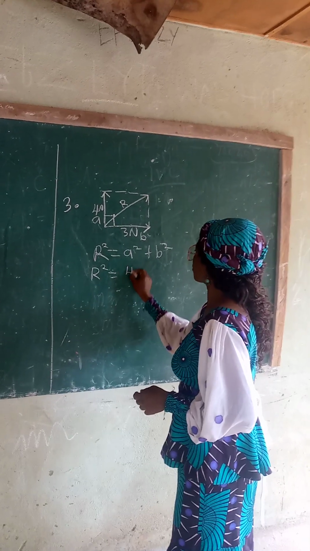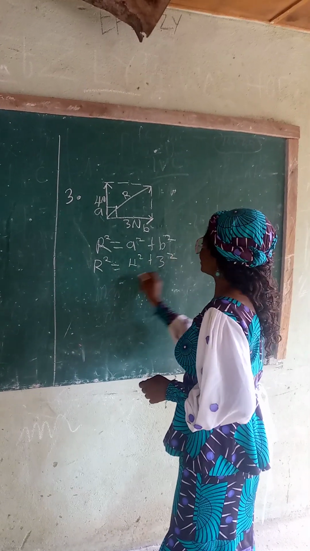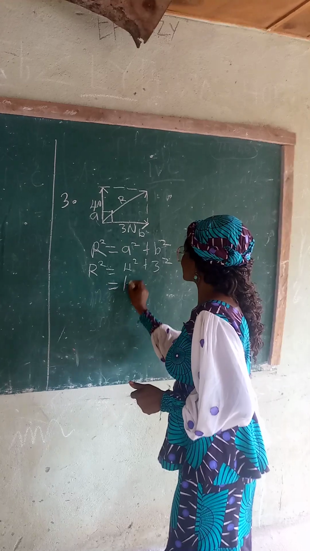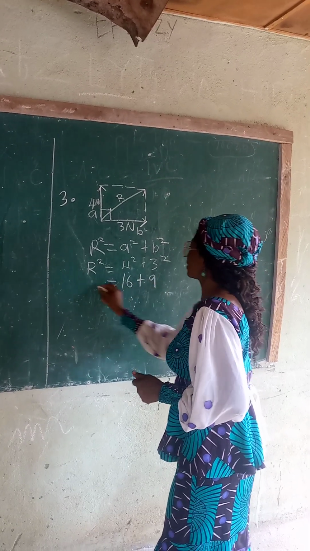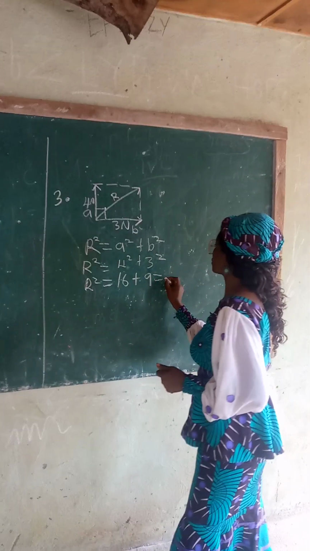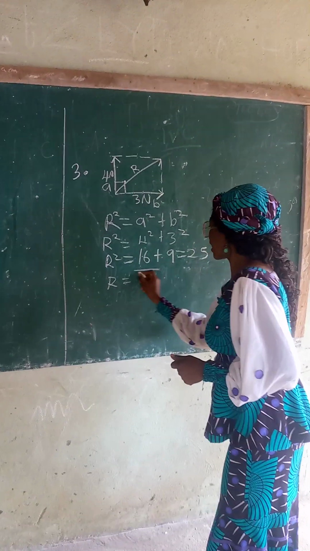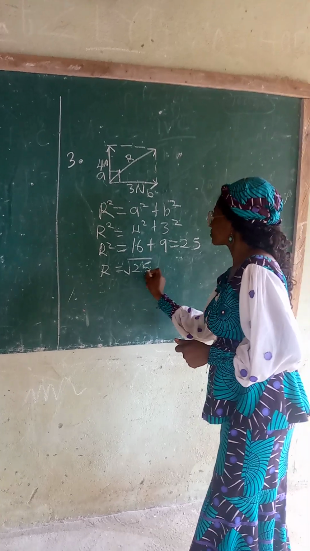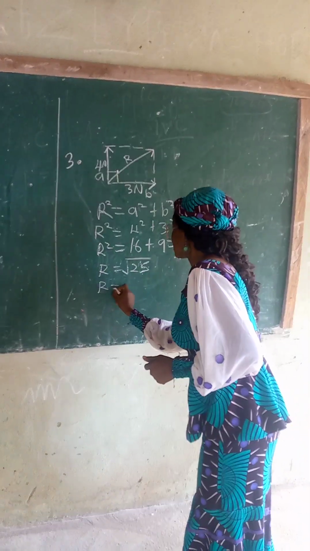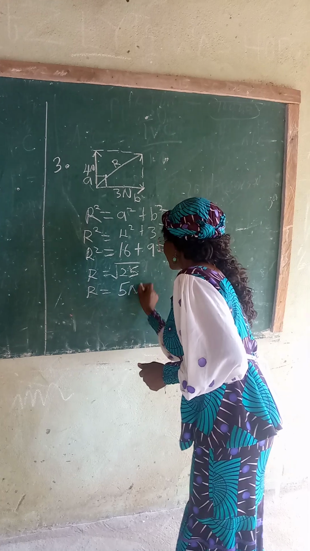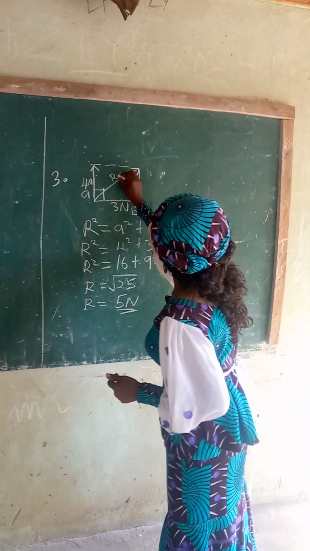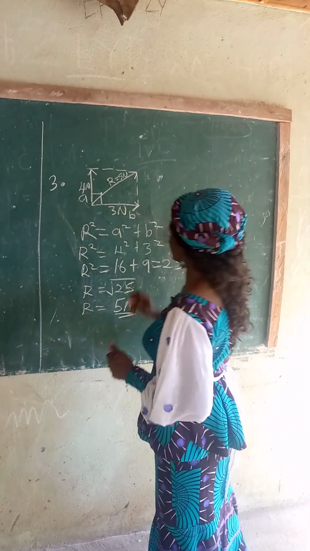we have 4 squared plus 3 squared. This is the same thing as what? 16 plus 9, which is equivalent to 25. Then R will be equal to the square root of 25. R is therefore equal to 5 Newton. So our R is equal to 5 Newton.